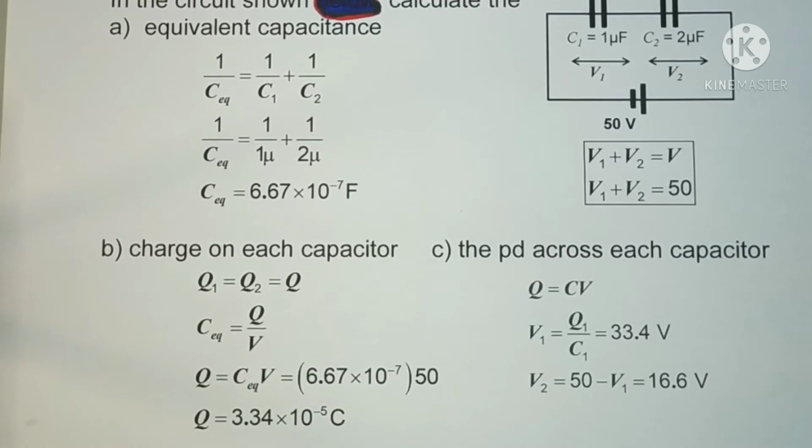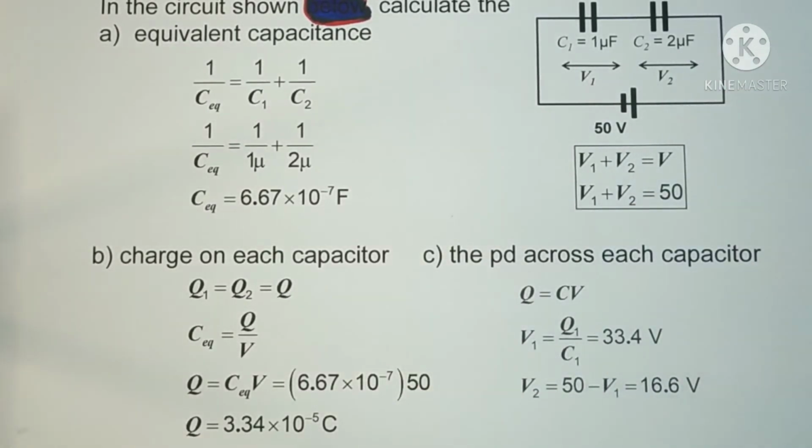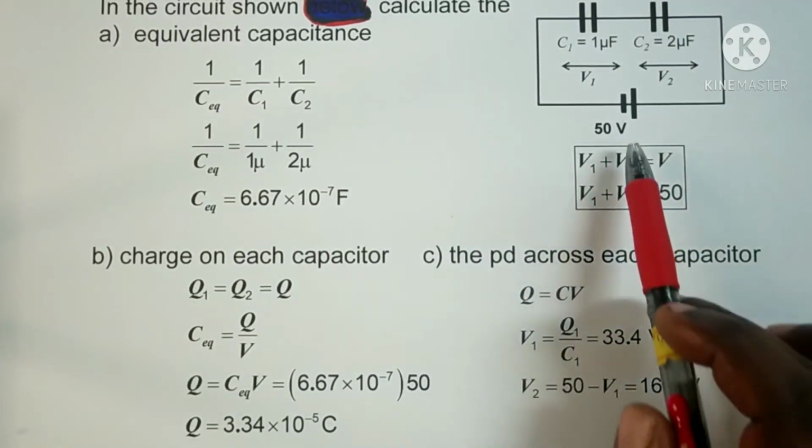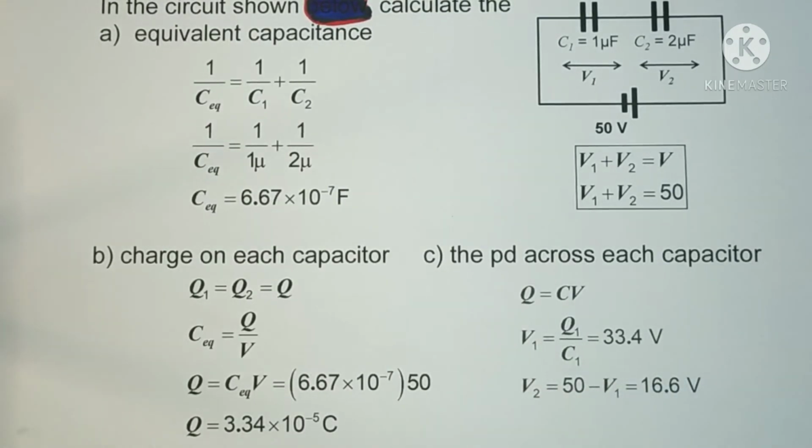For section C, calculate the potential difference across each capacitor. The potential difference across 1 microfarad is equal to Q1 over C1, which is equal to 33.4 volt. For the potential difference across the 2 microfarad capacitor, we take the total potential difference across the 2 capacitors, which is 50 volt, minus the potential difference across 1 microfarad, which is 33.4 volt. Then you will get the potential difference across the 2 microfarad capacitor, which is 16.6 volt. Simple like a bubble without giving you any trouble.